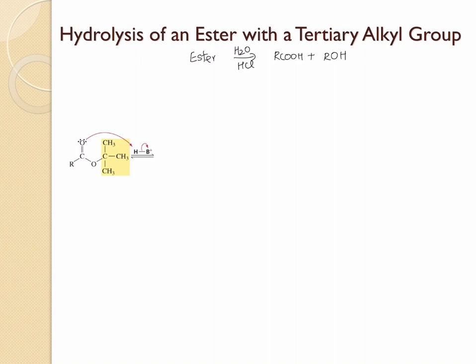The first step is exactly the same here as well, where the oxygen with more electron density is going to grab this hydrogen from the acid to give the protonated ester. Let's write down the structure for protonated ester. And in the next step, this part right here is going to leave from the system, giving us a carbocation. This is where the actual SN1 reaction takes place.